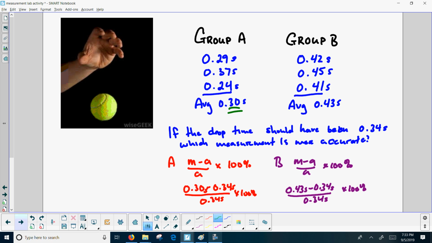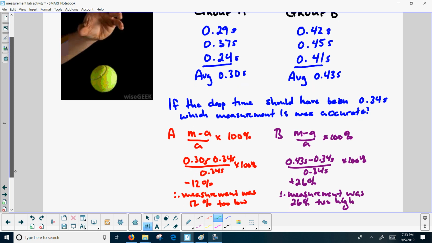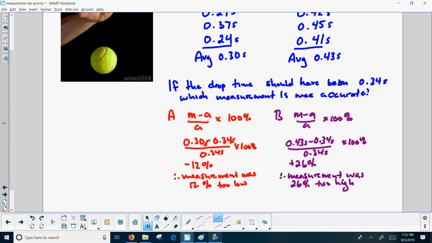You do a little bit of fancy math, and you find that the first set of measurements are below what they should be by 12%. The second set of measurements are too high by 26%. So which measurement was better? A measurements were much, much closer to the true value. So that's about it for determining the accuracy or precision. So how close are you to the true value and how consistent your measurements are.